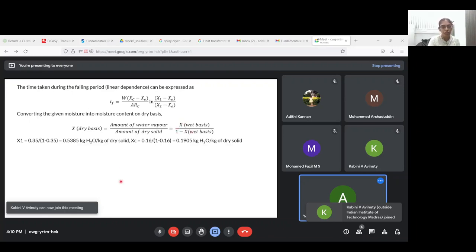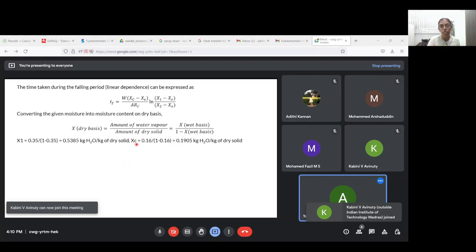If you substitute the values in this equation, for X1 it is 35% moisture. So it is 0.35 divided by 1 minus 0.35. This will give you the dry basis of X1. 0.5385 is what you are getting for this particular value. Similarly, you will do the same for the rest of the moisture contents, for both critical moisture content, equilibrium moisture content, as well as your X2.